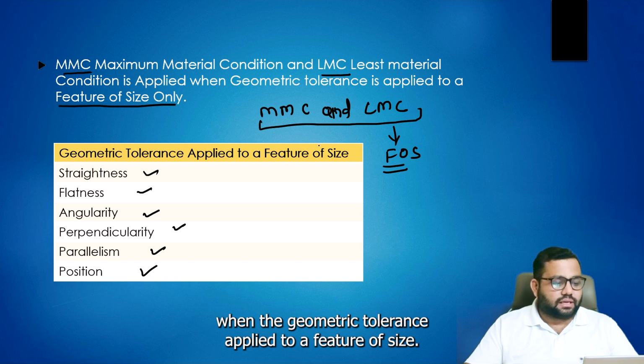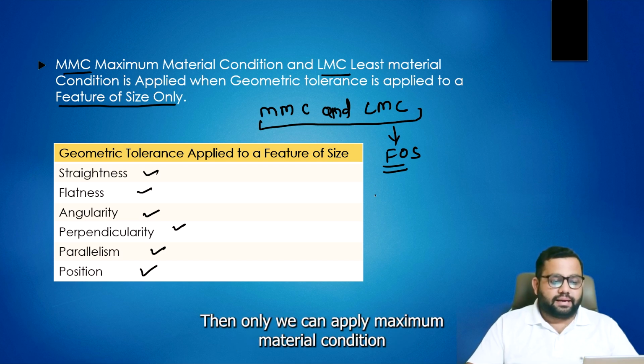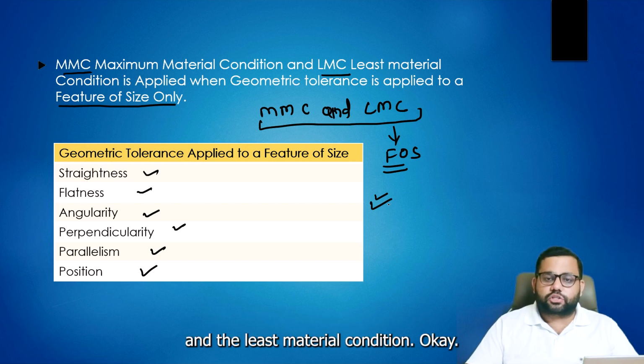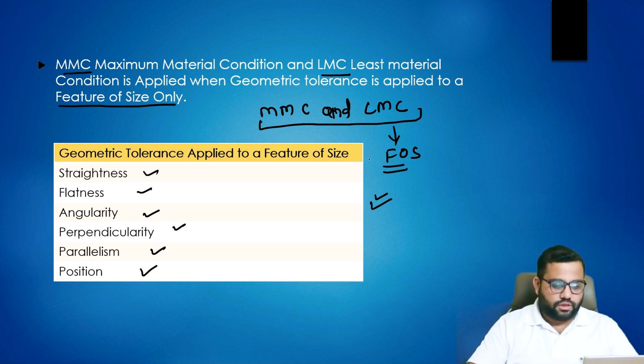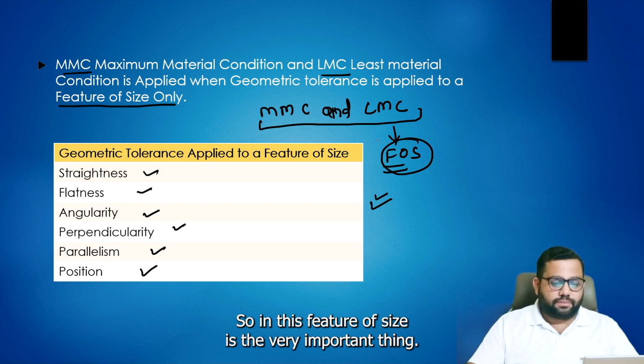Only when the geometric tolerance is applied to a feature of size can we apply the maximum material condition and the least material condition. So the feature of size is the very important thing.